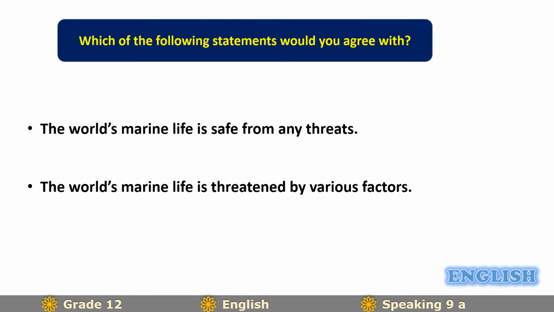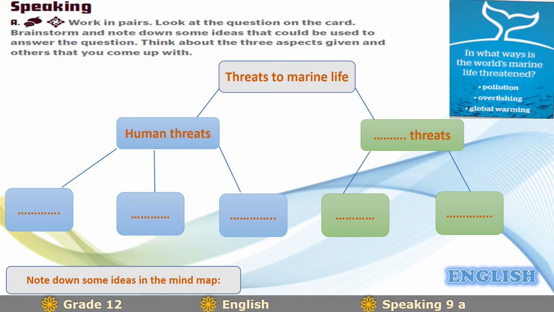Which of the following statements would you agree with? The words marine life is safe from any threats, or the words marine life is threatened by various factors. Good. So the words marine life is threatened by various factors. So let's start with activity A, in which you are going to look at the question on the card, brainstorm and note down some ideas that could be used to answer the question. Think about the three aspects given and others that you come up with. So the title is Threats to Marine Life, and here we can divide it into two categories. The first one is human threats as opposed to other types of threats. So please take your time. I'll give you 2 minutes to note down some ideas in the mind map.